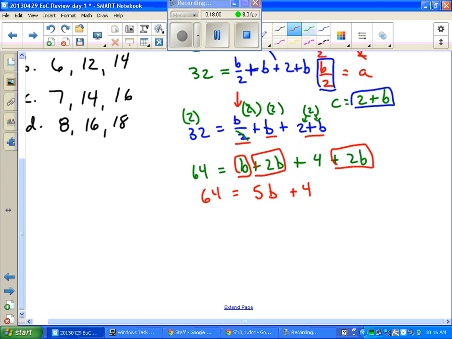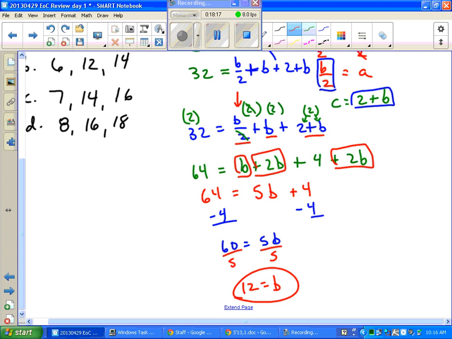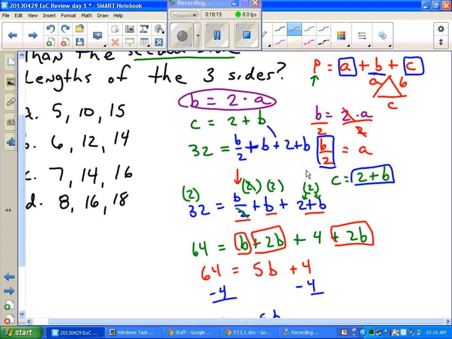Undo your operations. Undo addition by subtracting. Do it on that side, do it on this side. That leaves you with 60 equals 5B. Then get rid of multiply by 5 by dividing by 5. B equals 12. So you have B's value, the second side's length, as B equals 12.